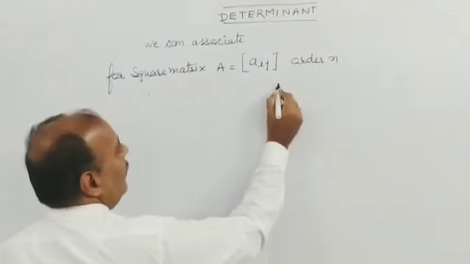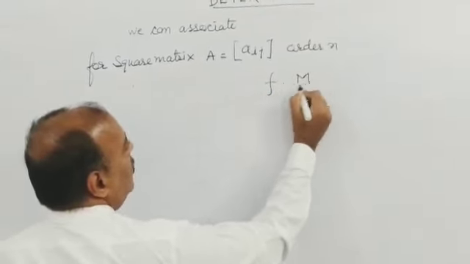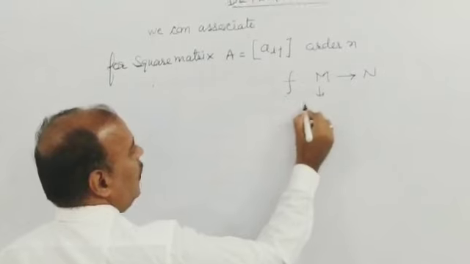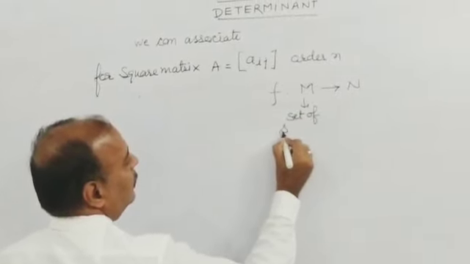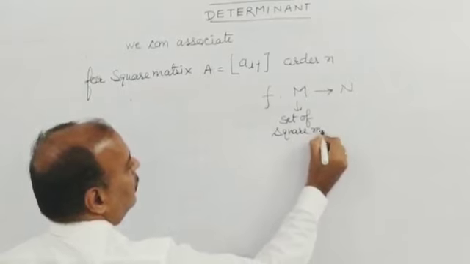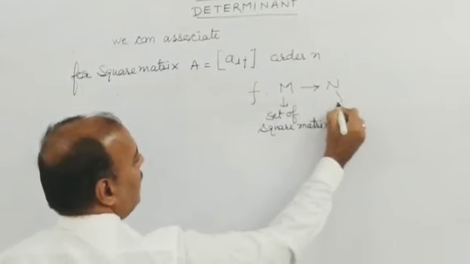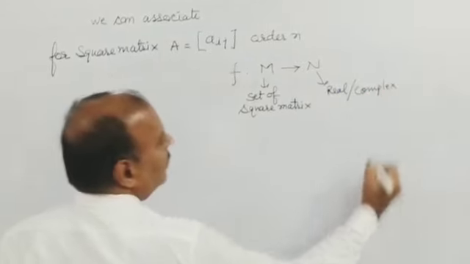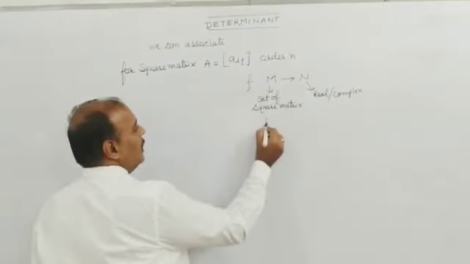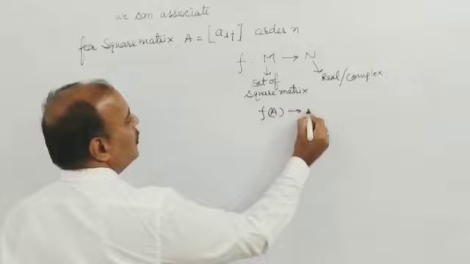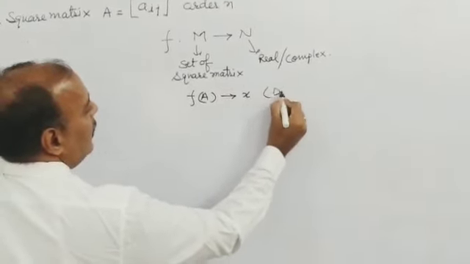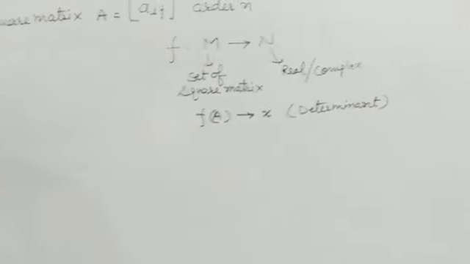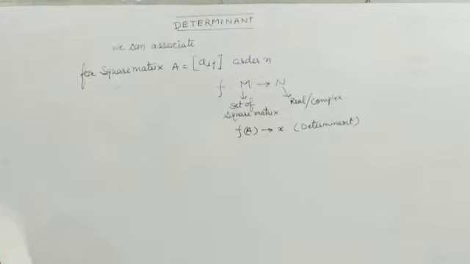So if we take a function from set M to set N, where set M is the set of square matrices and set N is the set of real or complex numbers, then the resultant f(A) gives you some number x, and this is the determinant for the square matrix A.